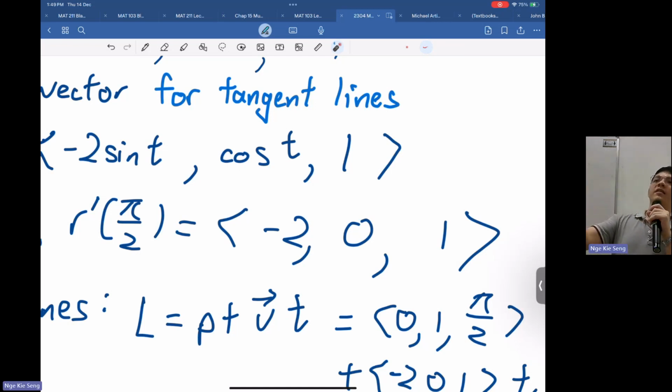Yeah, how to specify a line? A point and a direction. So I give you a direction already. So which point do I need? Right? Which point? What's the point I need?